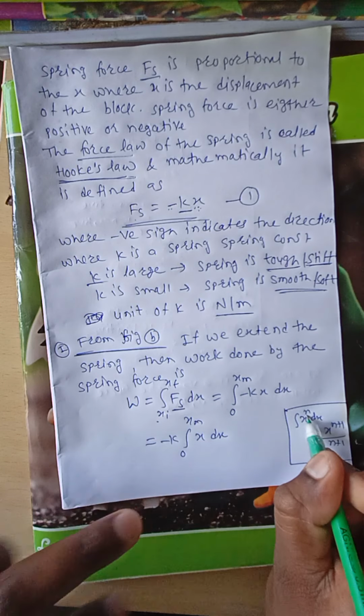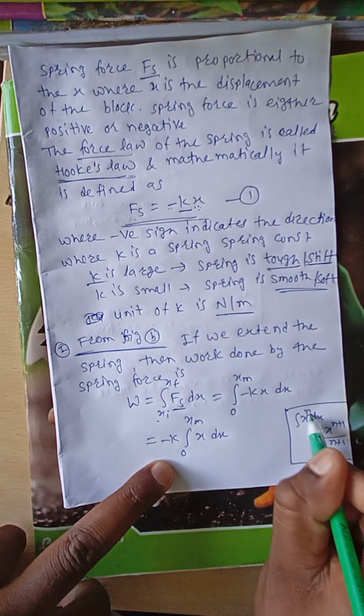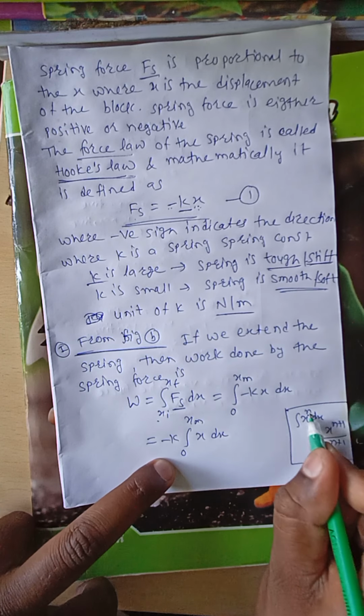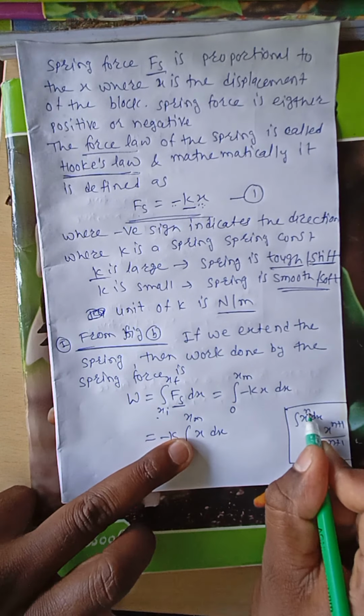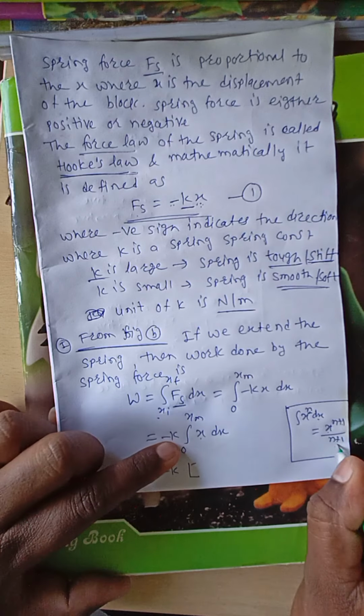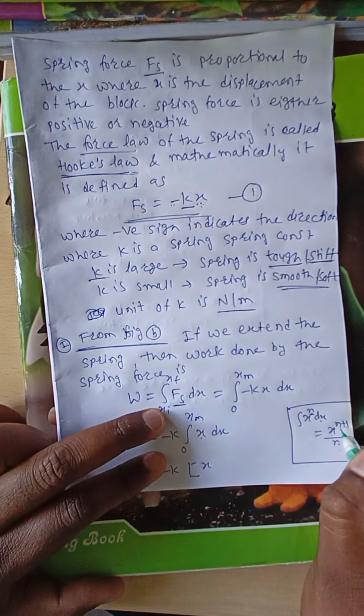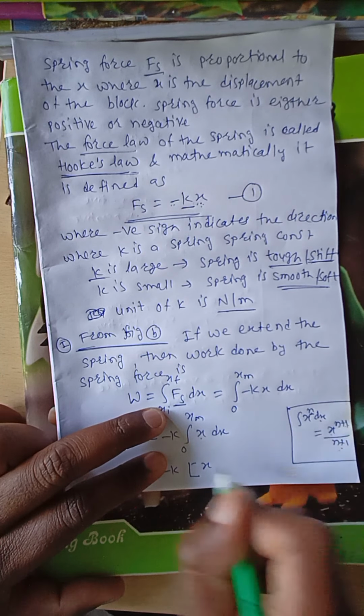In that integration, do you know one formula? The integration of x to the power n into dx is equal to x to the power n plus 1 divided by n plus 1. Here, in place of n we have to put 1, so n is equal to 1, therefore n plus 1 is 2. So the integration of minus k x into dx is x to the power 1 plus 1, which means x squared, divided by 2.